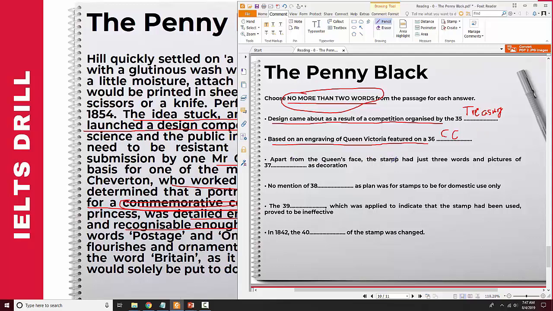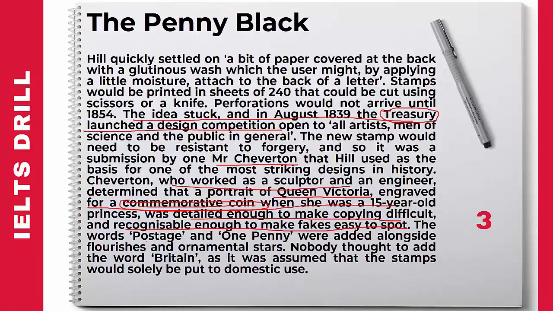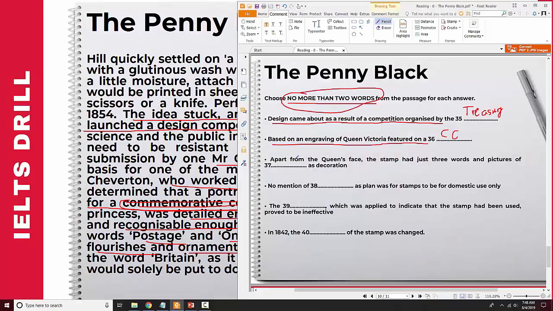Apart from the queen's face, the stamp had just three words and pictures of dash as decoration. Okay, so what does it say? The words postage and one penny, okay, these are the three words, were added alongside flourishes and ornamental stars. Okay. So what does it say? What's the question? Apart from the queen's face, the stamp had just three letters. Yeah, we know that, postage and one penny, and pictures of dash as decoration.